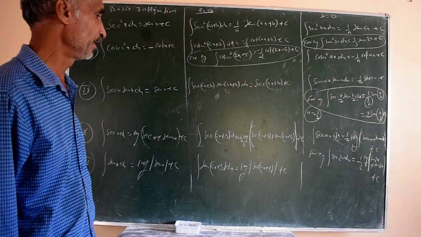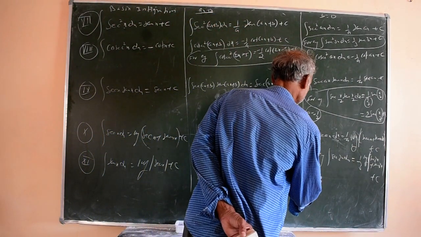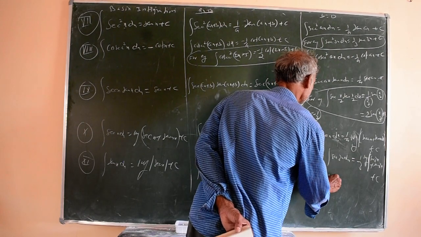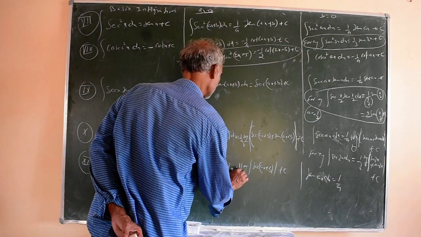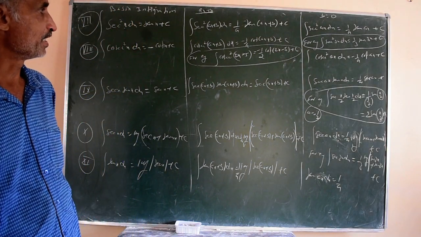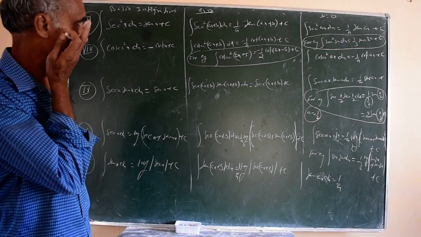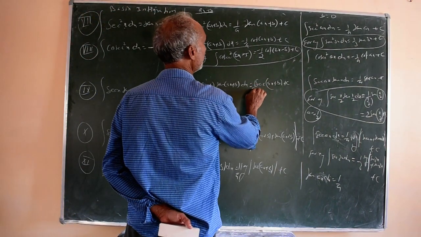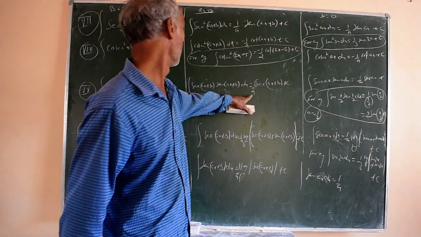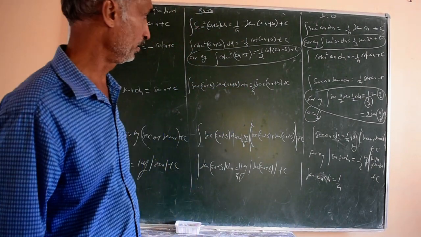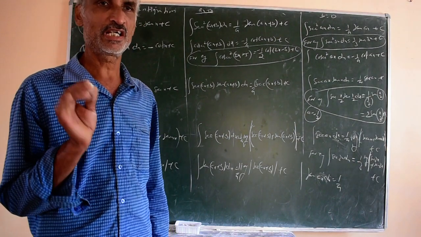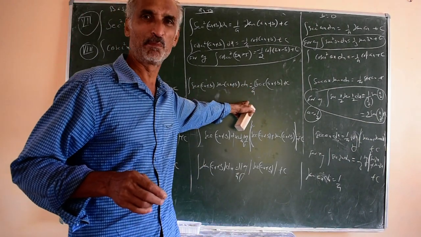If b is 0, then integration of tan ax dx is 1 by a log of sec ax. Here the 1 by a factor is missing in the formula. Either ax is there or ax plus b is there, the 1 by a factor is compulsory.